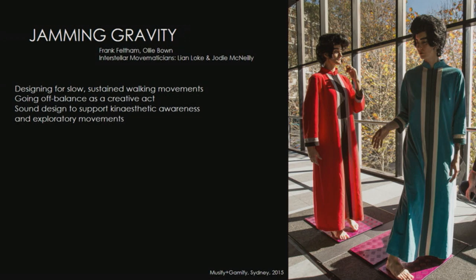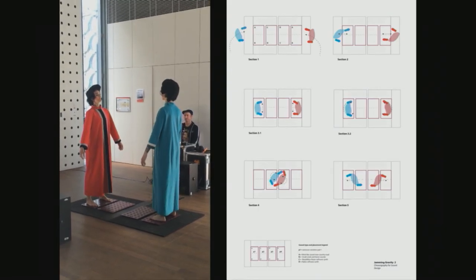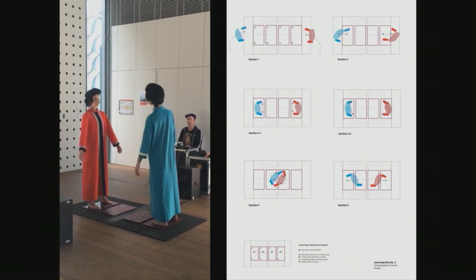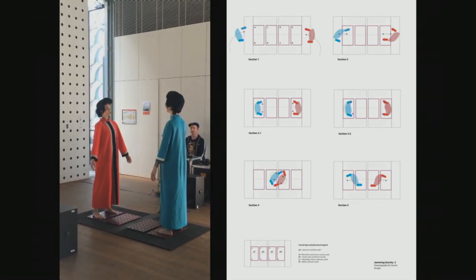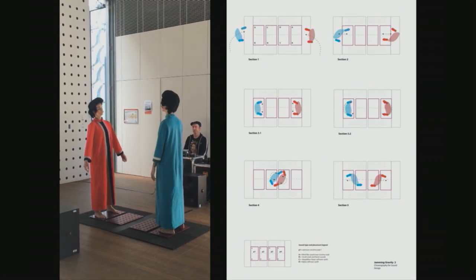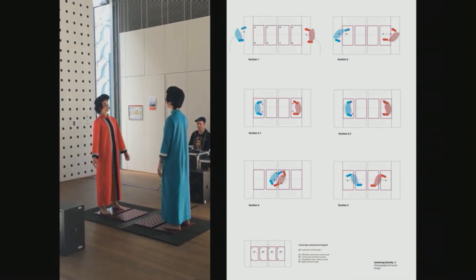And so we thought we'd do a performance on these pressure plate surfaces and really look at how we work with shifting of balance, very slow movements, and this idea of going off balance as a creative act as well. So we worked together on this particular one. Just so you can get an idea, it doesn't look very exciting, I know, but there was more to the performance than this. Just so you can hear, there's a number of different sounds, some gurgling, bubbling, creaks, the sound of wind, and then these more sci-fi sounds that come in later. So we were looking at how to design for this kind of interaction: very slow movement, subtle shifts.